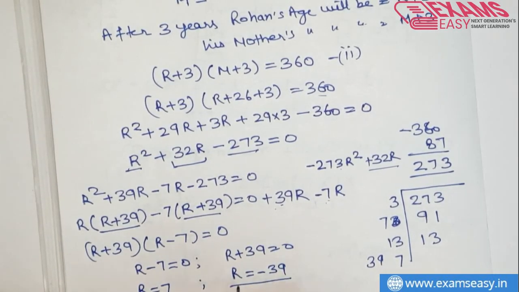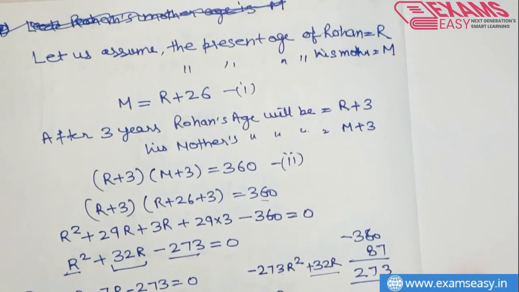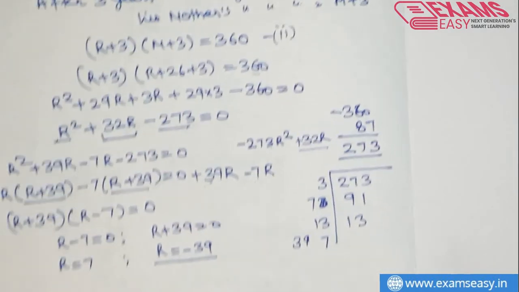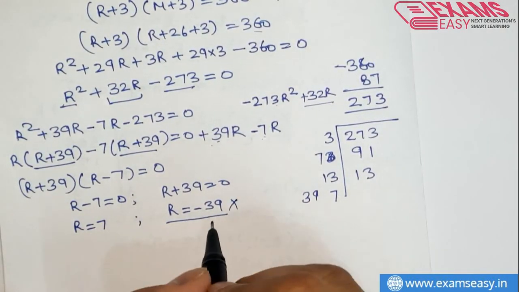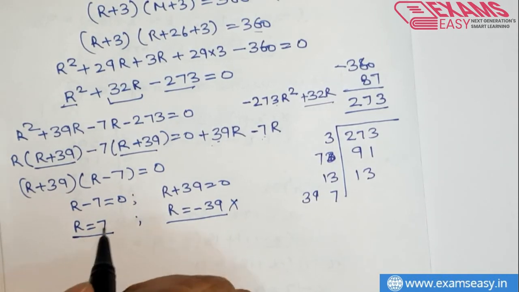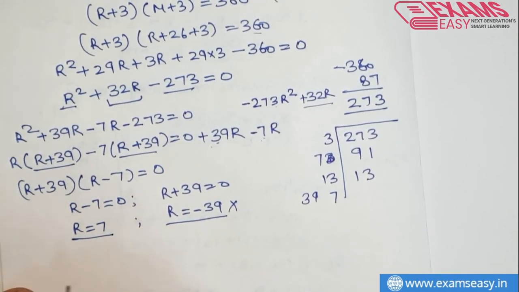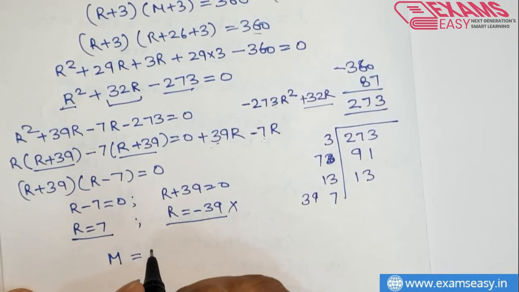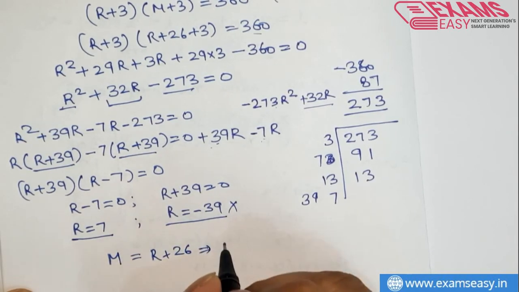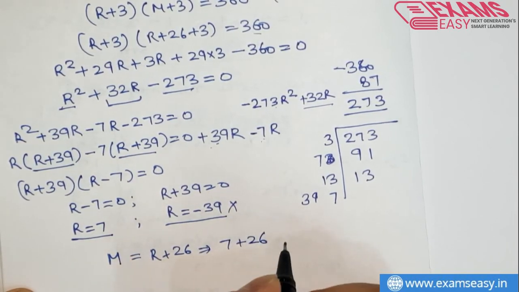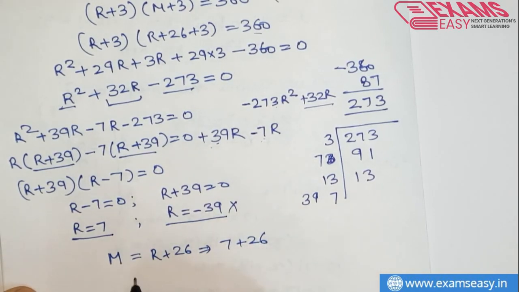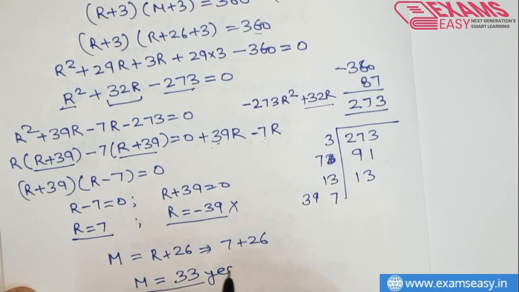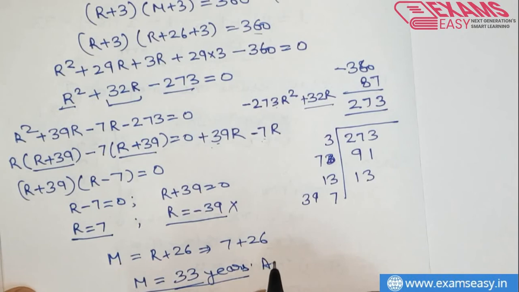Friends, as we know that R is nothing but the present age of Rohan, the age of Rohan cannot be negative. So this is not a valid number. So our interest is with this result, that is R equal to 7. So Rohan's present age is 7 and his mother's present age is R plus 26, and it is nothing but 7 plus 26, which means Rohan's mother's age will be 33 years. So this is our answer for this question.